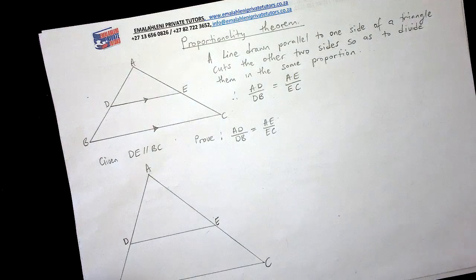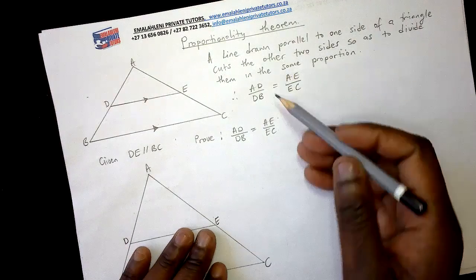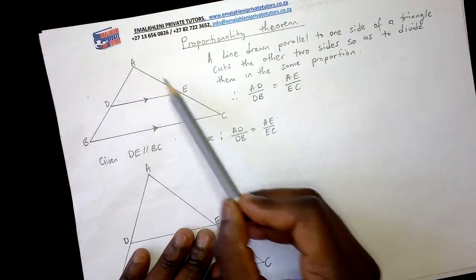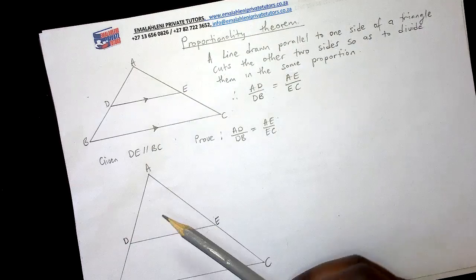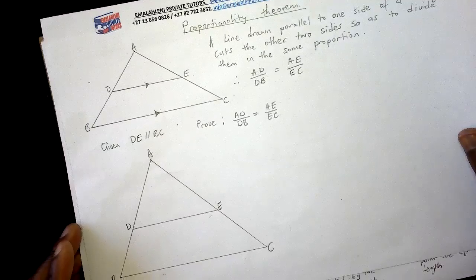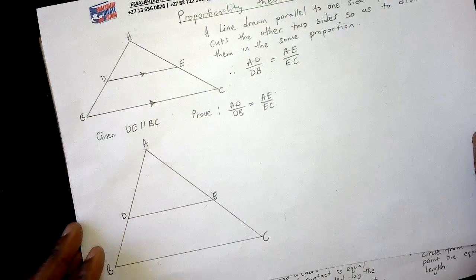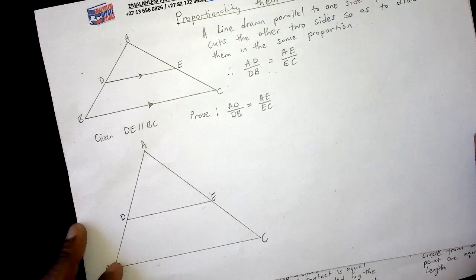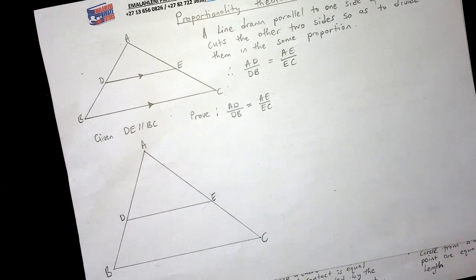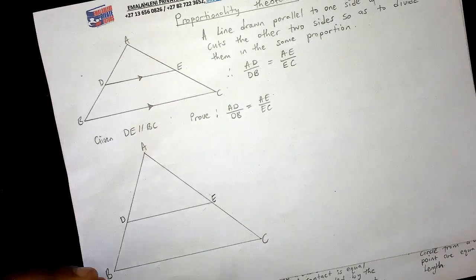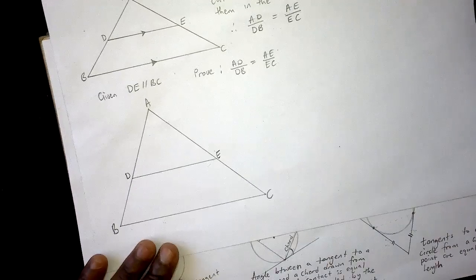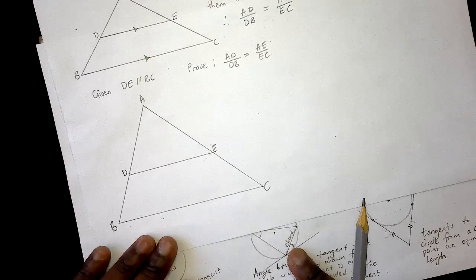They are actually in the same proportion, meaning to say AD over DB will be equal to AE over EC. That's what it means. But now, how do you prove that? How do you prove that AD over DB is equal to AE over EC? When you want to prove this, you are going to deal with what we call area, and when you're dealing with area, you will need height.